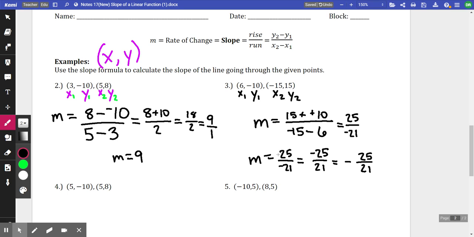If I tried to put a negative on top and bottom, that'd be a negative divided by negative, which would change this to positive. But all three of these ways, it's up to you how you want to write it. All three of these fractions would be equivalent.